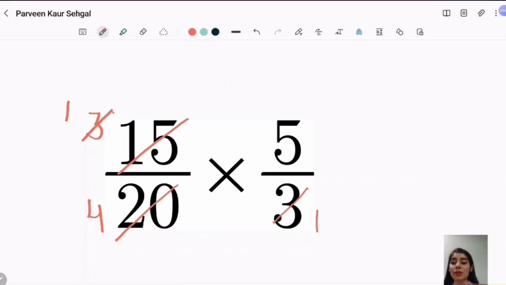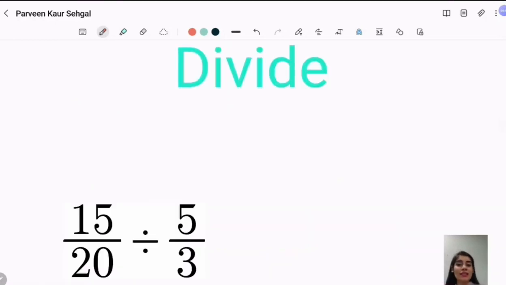Now we'll multiply the numerators, that is 1 and 5, which is equal to 5. Now we'll multiply the denominators, that is 4 and 1, which is equal to 4. So here we get the final answer, that is 5 by 4. Now let's understand how to do the division of two fractions.